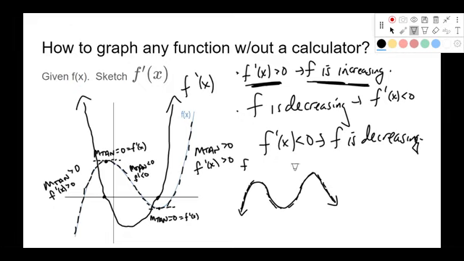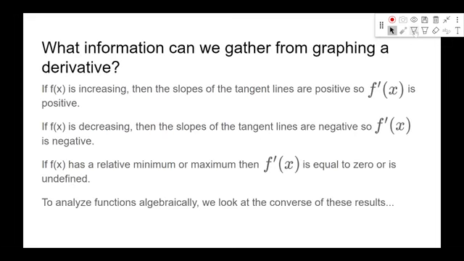So it doesn't matter what the graph looks like, okay? If f is increasing, then f prime will be positive. If f is decreasing, then f prime will be negative because f prime means slope, right? And we know that if f is decreasing, it has negative slope. Okay? All right, so now let's talk about what we can gather from graphing the derivative.